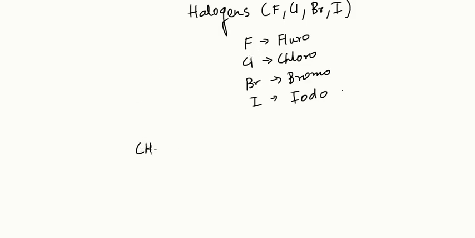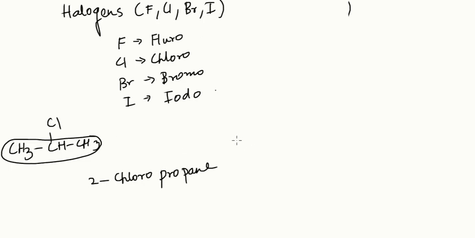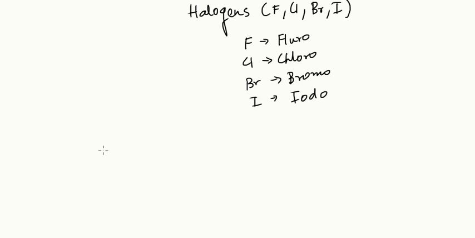So here, this is 3 carbon atoms inside the chain. So here this would be simply written as 2-fluoropropane. Okay, so now we'll see one more molecule which would be based on halogens.